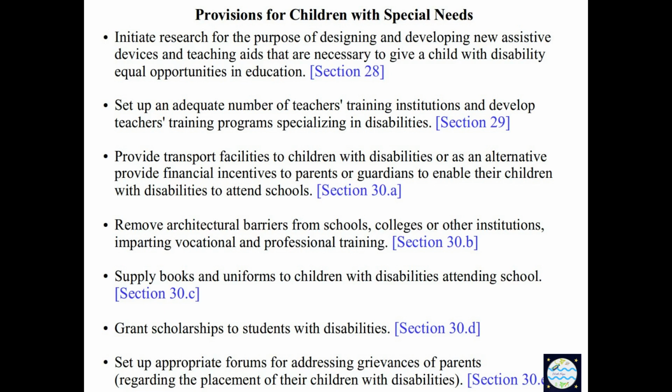Remove architectural barriers from schools, colleges, or other institutions. Imparting vocational and professional training. Supply books and uniforms to children with disabilities attending school. Grant scholarships to students with disabilities. Set up appropriate forums for addressing grievances of parents regarding the placement of their children with disabilities.